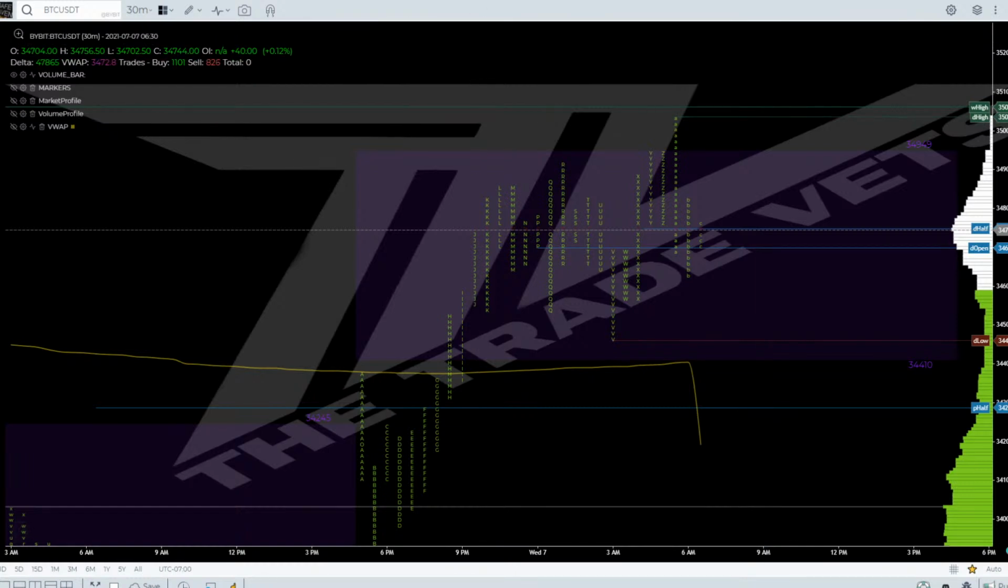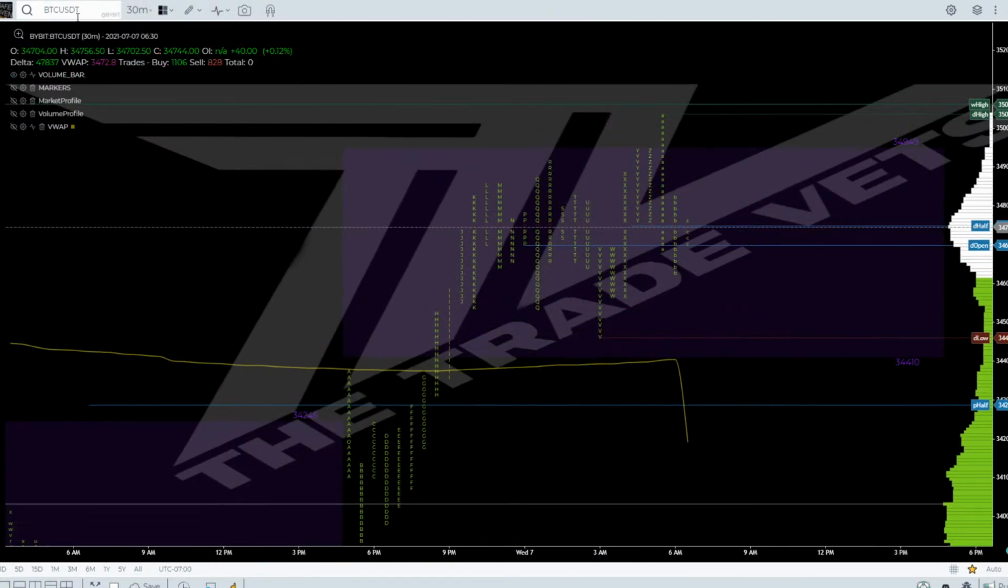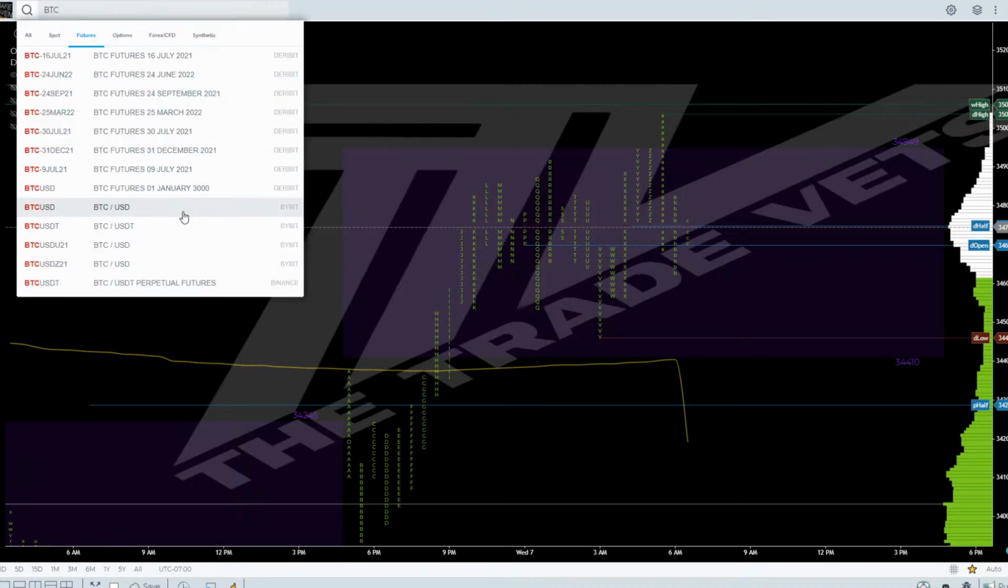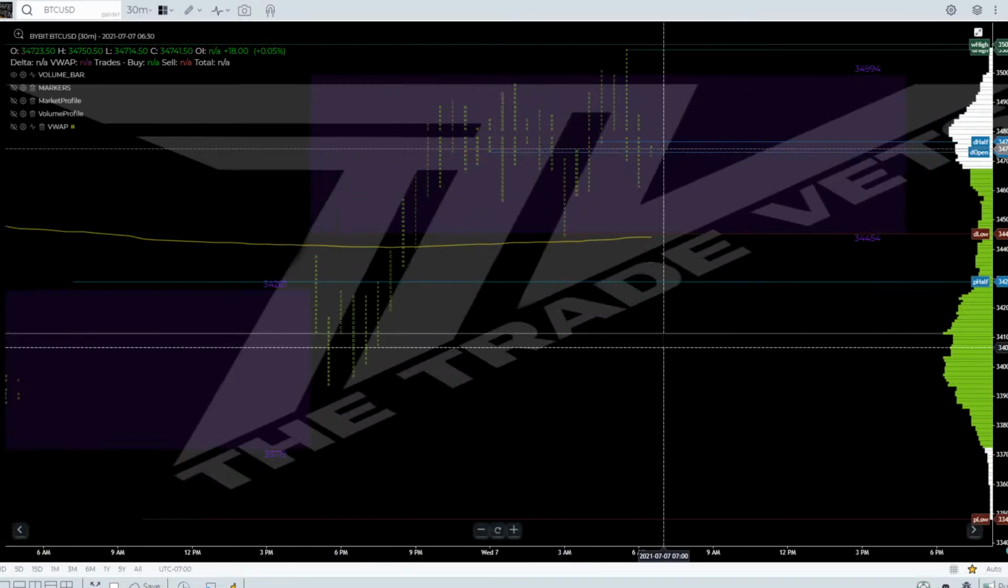How many charting platforms do you have? You're on USDT. I mean, it's the same data. USDT. Just trading with the tether, and the data's the same though.